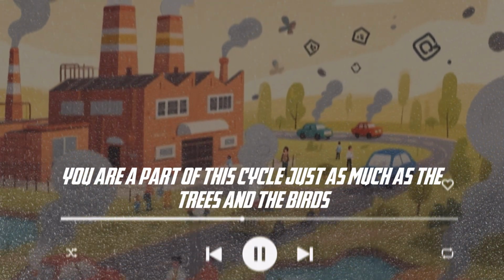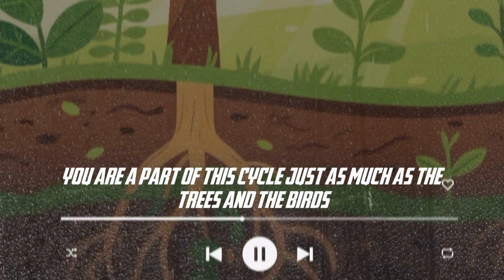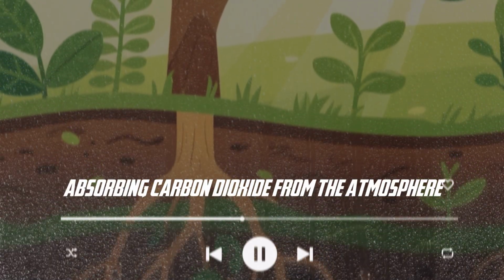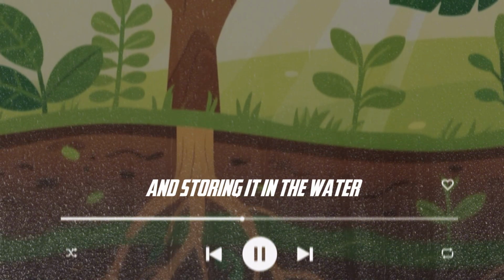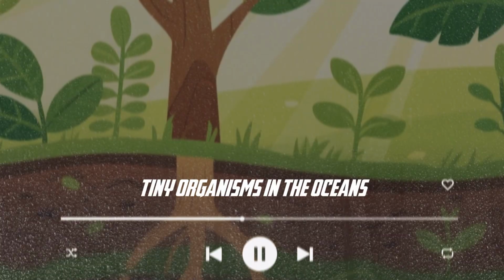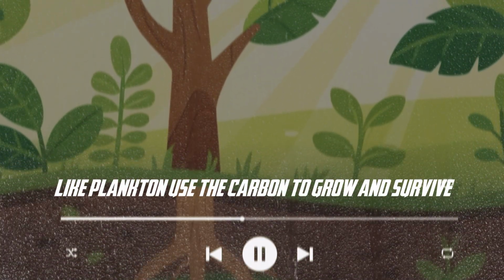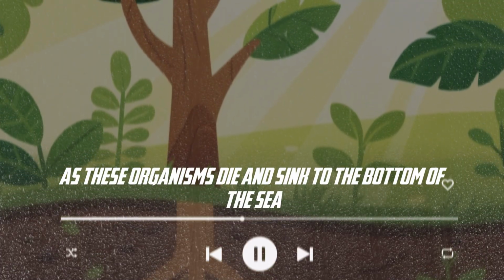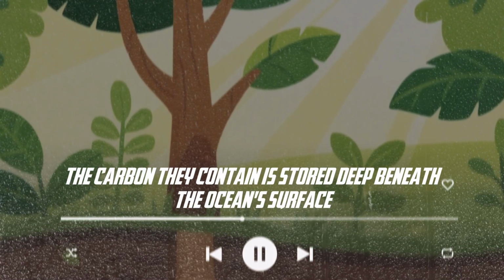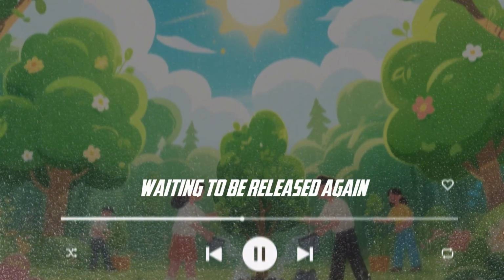You are a part of this cycle, just as much as the trees and the birds, the soil and the sea. The ocean is part of this cycle too, absorbing carbon dioxide from the atmosphere and storing it in the water. Tiny organisms in the oceans, like plankton, use the carbon to grow and survive. As these organisms die and sink to the bottom of the sea, the carbon they contain is stored deep beneath the ocean's surface, waiting to be released again.